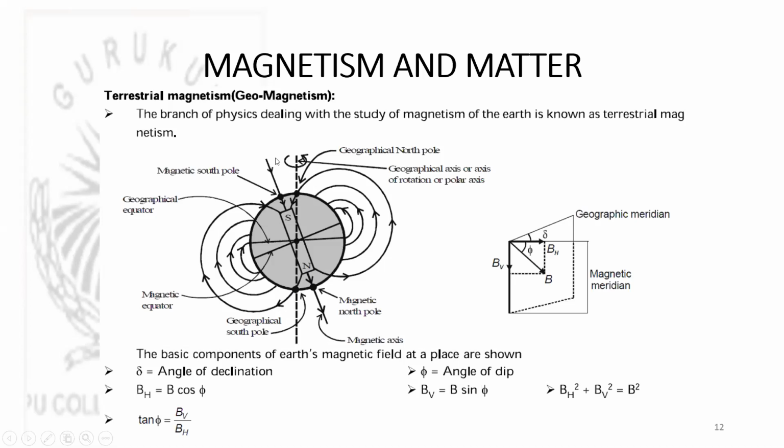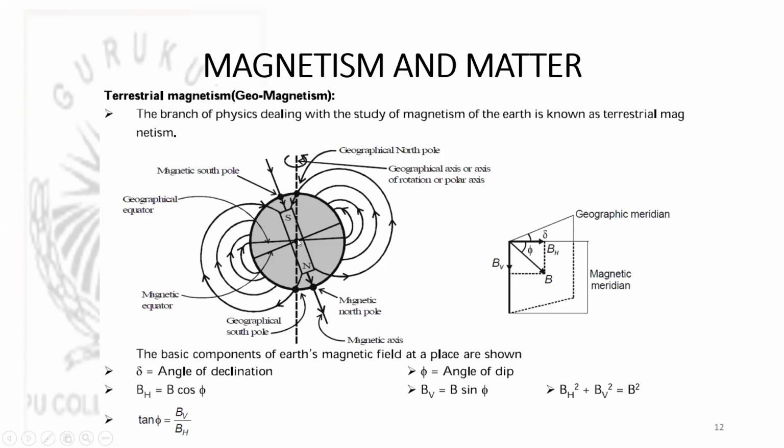So the point at which the magnetic field lines are entering the earth's surface will be treated as the magnetic south pole of the earth, and the point at which the magnetic field lines are coming out of the earth's surface is treated as the magnetic north pole. That means the magnetic south pole will lie closer to the geographic north pole, and the magnetic north pole will lie nearer the geographic south pole.